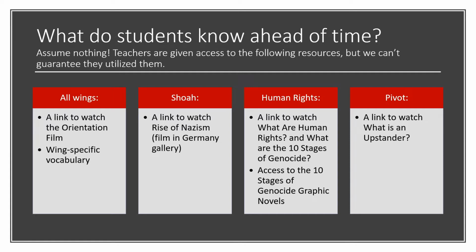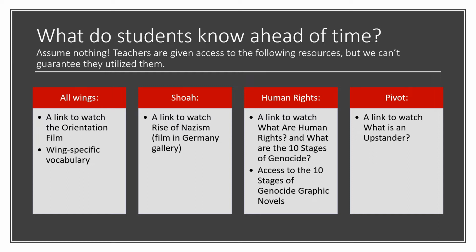And then we have wing-specific resources. So in the Holocaust Shoah wing, when teachers book this tour, they're given access, once again, remember, to the orientation film, to the vocabulary, but also to a link to watch the Rise of Nazism film. This is an 11-minute film, and you can watch it yourself in the Germany gallery on the far wall next to the Kindertransport 1938 panels.